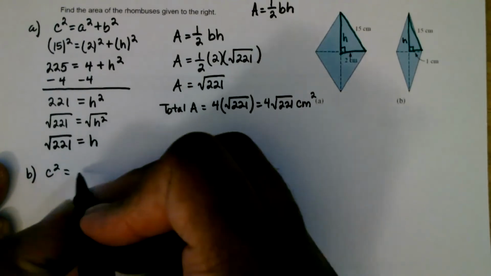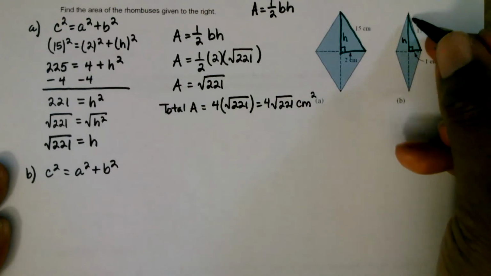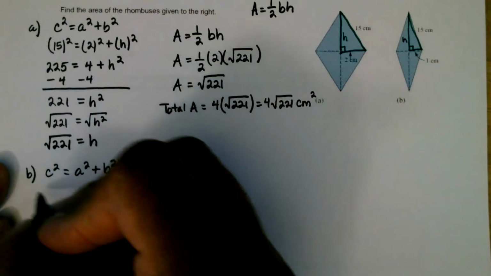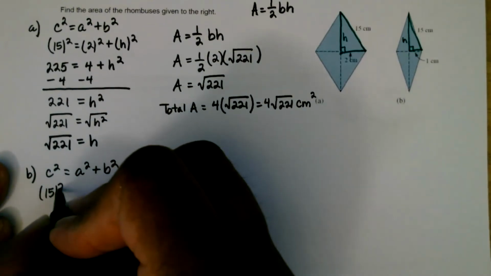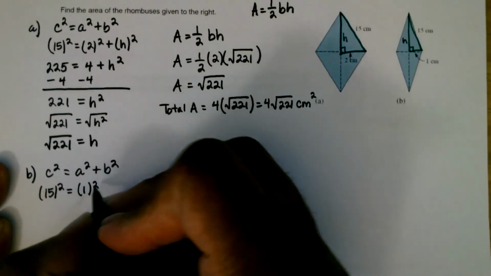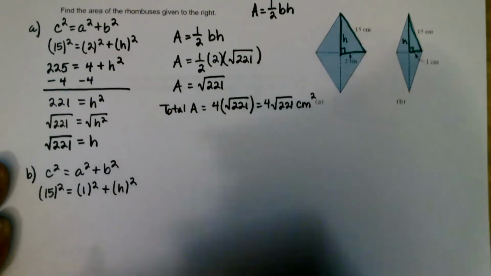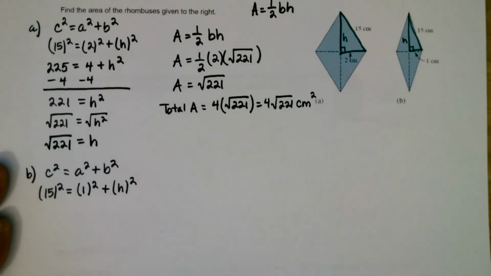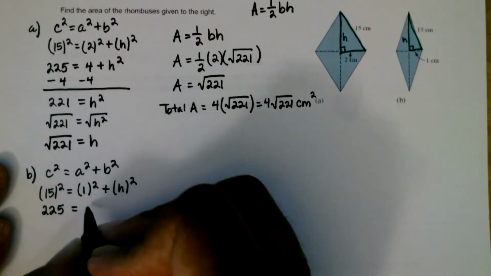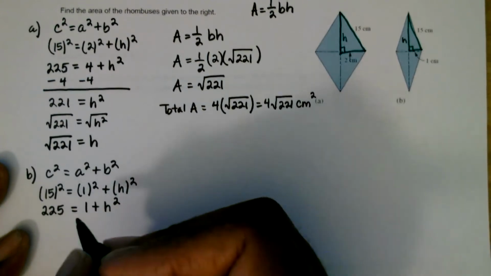So this is c squared is equal to a squared plus b squared. Let's see, the c is your hypotenuse, that's the 15 centimeters. So this will be 15 squared is equal to a. Now this time it's 1. So it'll be 1 squared plus b, which is your h, and that's squared. Now 15 squared is 15 times 15, that's 225, equaling 1 squared, which is 1, plus h squared.